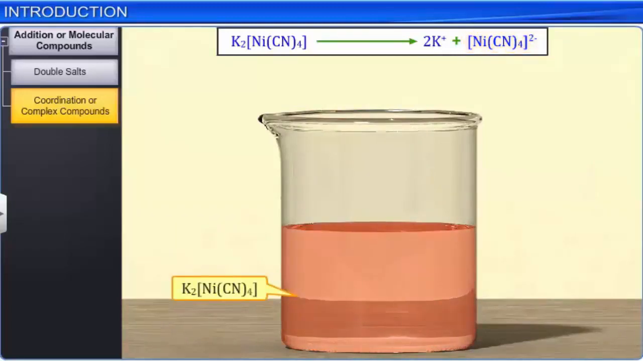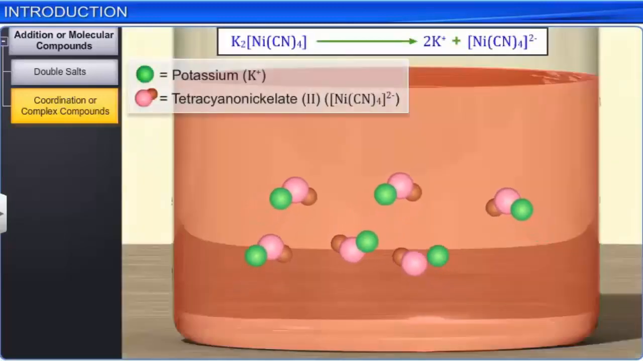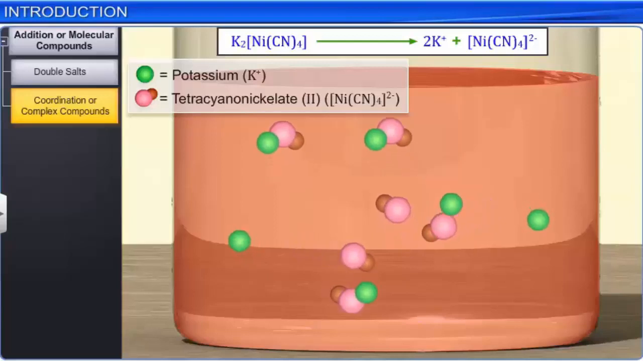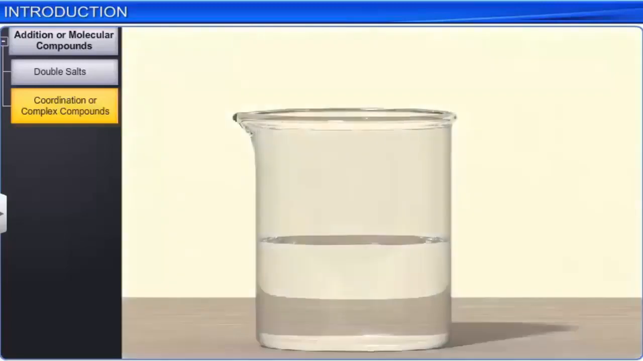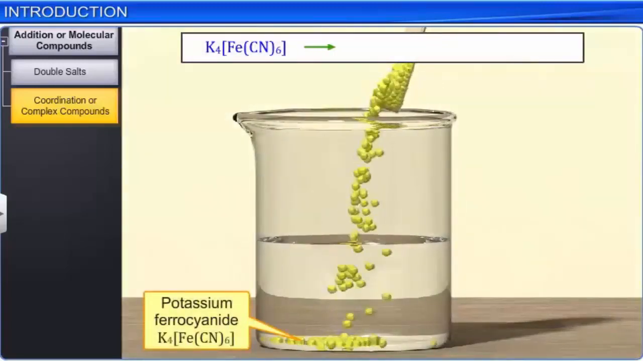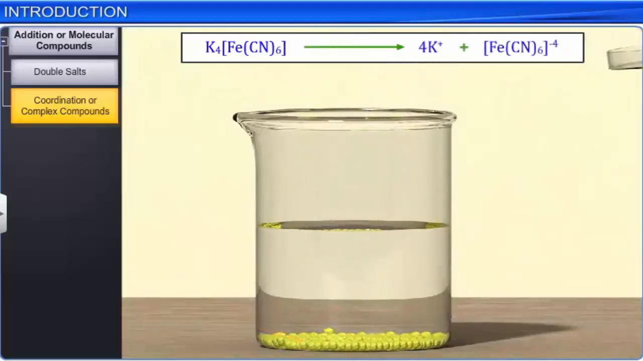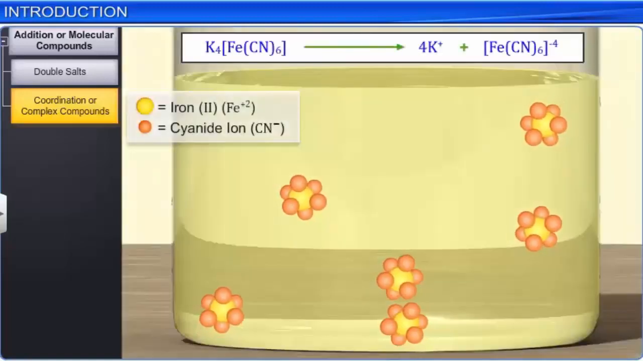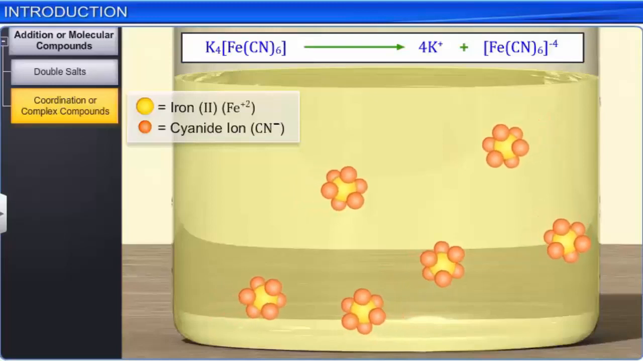For example, when potassium ferrocyanide is dissolved in water, it does not give the usual tests for Fe+2 and CN- ions, indicating that the ion [Fe(CN)6]-4 does not dissociate into Fe+2 and CN- ions.